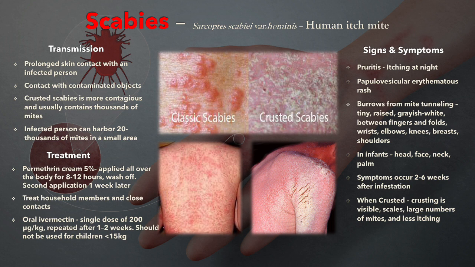Treatment includes permethrin cream, 5%, applied all over the body for 8 to 12 hours. It's washed off and a second application is applied a week later. Treat household members and close contacts. Oral ivermectin, a single dose of 200 units per kg, repeated 1 to 2 weeks. Should not be used for children under 15 kg.